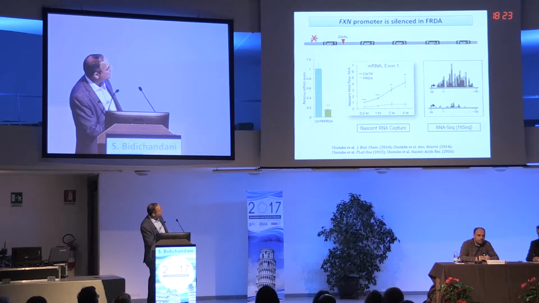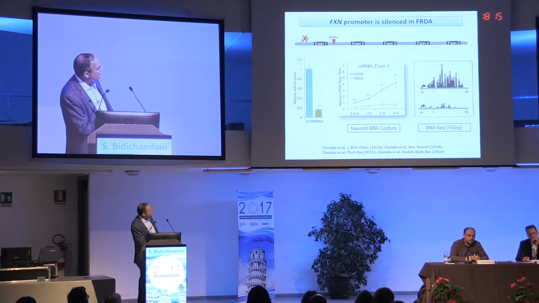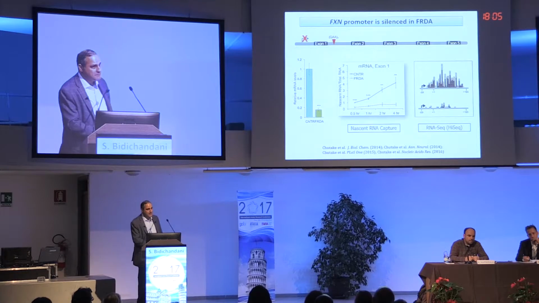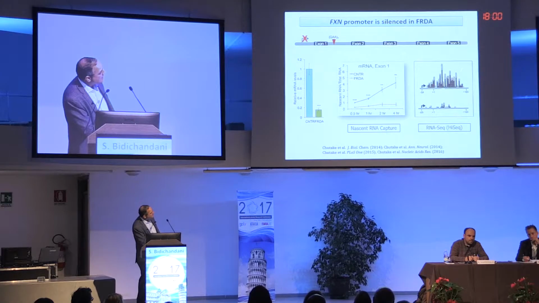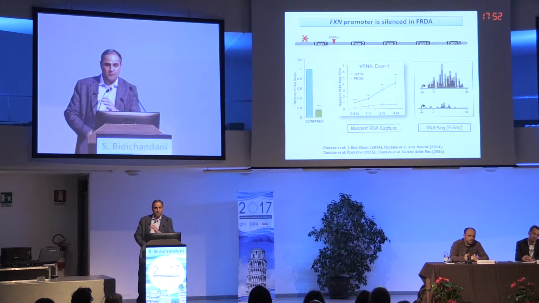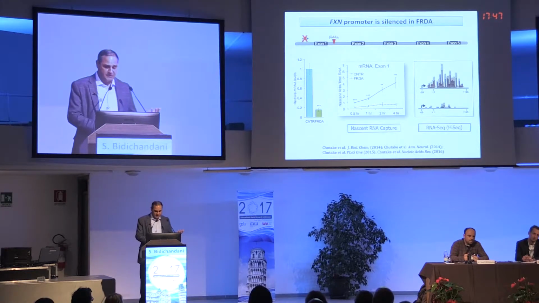Here are two pieces of key data from some of the papers we've published recently. When you look at nascent RNA capture in cells that don't have the expansion, you see a quick accumulation of nascent RNA, which you don't see in patient cells. And this is an unbiased, whole transcriptome assay, and that's also showing us many sequence tags present in cells that don't have the expansion, but very little happening in terms of promoter function when you have the expansion. So there seems to be a promoter dysfunction.